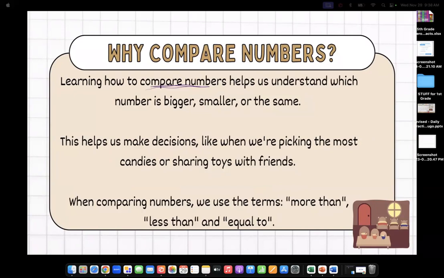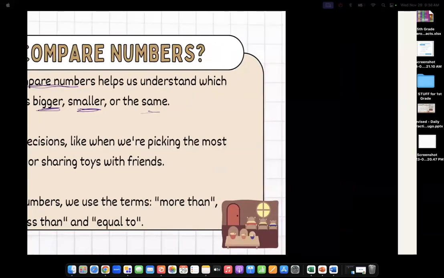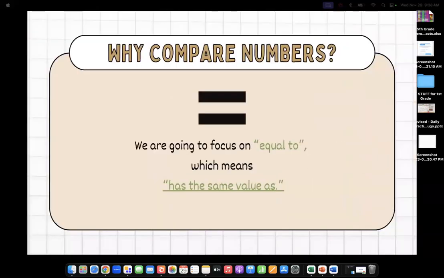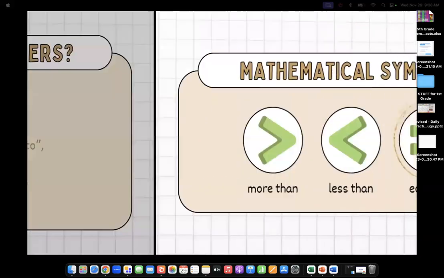And think about Goldilocks and the 3 bears, right? You have the biggest bear, the smaller bear, and then she likes the same, right? So we're going to talk a little bit about the equal sign. The equal sign is equal to, it has the same value. So the equal sign means we have the same value.